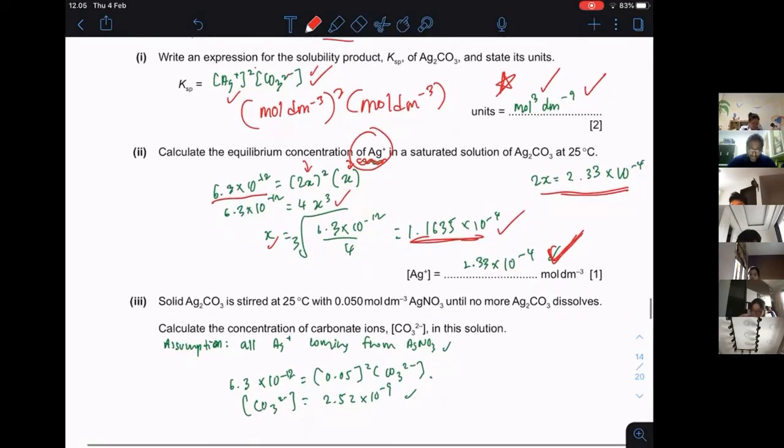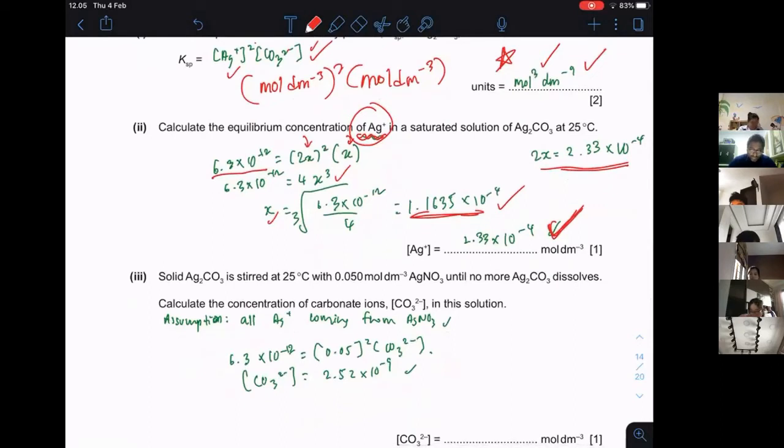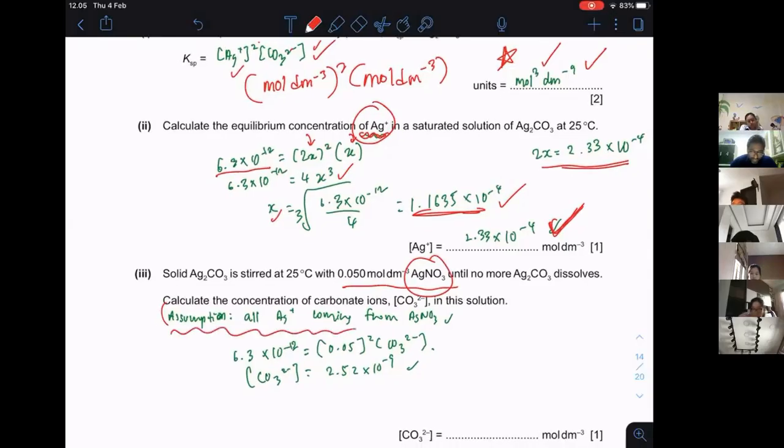Now, next question. Solid silver carbonate is stirred at 25 degrees Celsius with this amount of silver nitrate until no more silver carbonate dissolves. So there is an assumption. It means that silver carbonate is sparingly soluble, while silver nitrate is totally soluble, so it will contribute most of the silver ions over there. Here, the assumption is all the silver ions come from silver nitrate. So we are actually ignoring the fact that silver carbonate gives you Ag+.